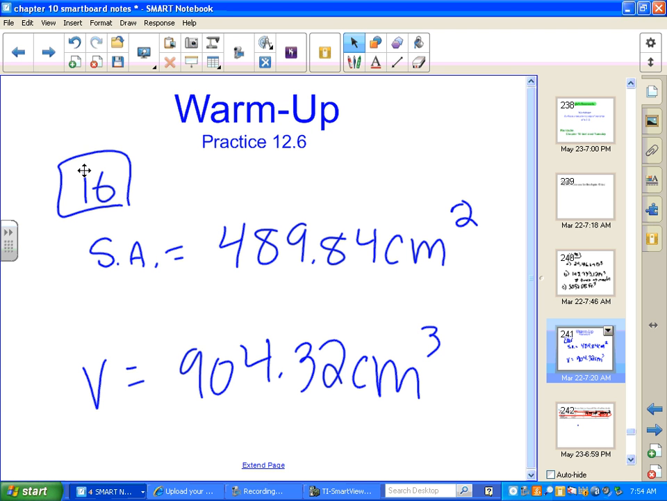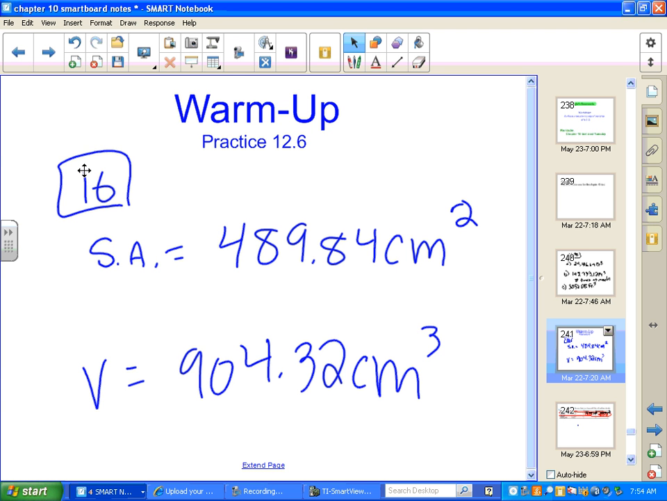Yeah, area of the base times the height for volume. Doug? That's fine. You probably rounded somewhere that I didn't. I just kept mine exact.